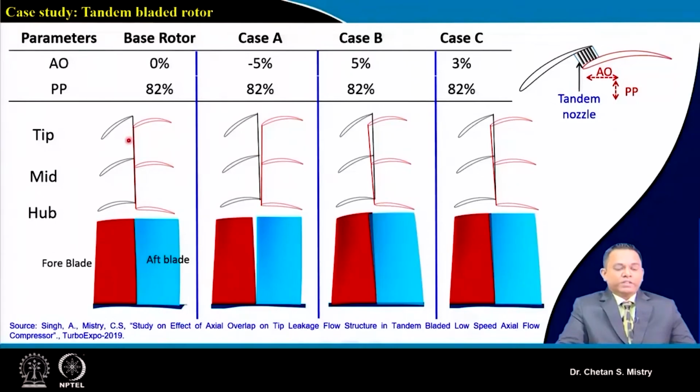So this is represented: 0 axial overlap, minus 5% axial overlap, 5% axial overlap, and 3% axial overlap. So you can configure near the hub axial overlap as 0, and at this location near the tip region my axial overlap is varying in terms of percentage of chord.